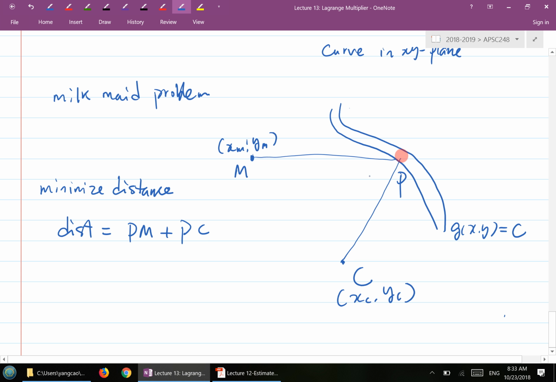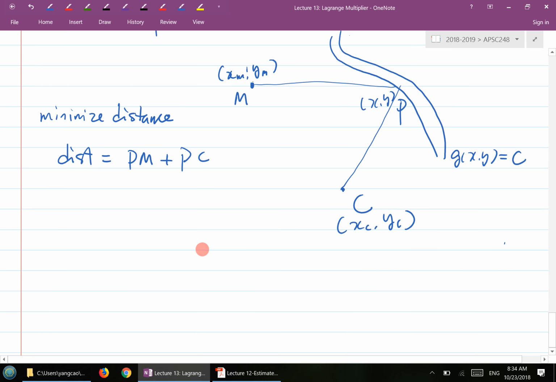And P is a general point, so that's your XY location. So now I can use the given and the unknown to calculate the distance PM and PC. So PM, PC, you can calculate, and then this is basically the distance, right? It's like a vector, the normal vector here.